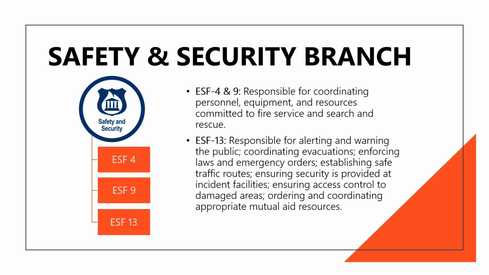So now we're going to break down each of the branches under the Operations section. First we have our Safety and Security branch, or Lifeline. It's composed of several components, including law enforcement, or ESF 13, fire services, which is ESF 4, and search and rescue, ESF 9. Based on the current situation, the unit leader for this branch could be a member of fire service or law enforcement. For ESF 4 and ESF 9, or firefighting and search and rescue, this person is going to be responsible for coordinating personnel, equipment, and resources committed to fire, field, medical, and search and rescue elements of the incident.